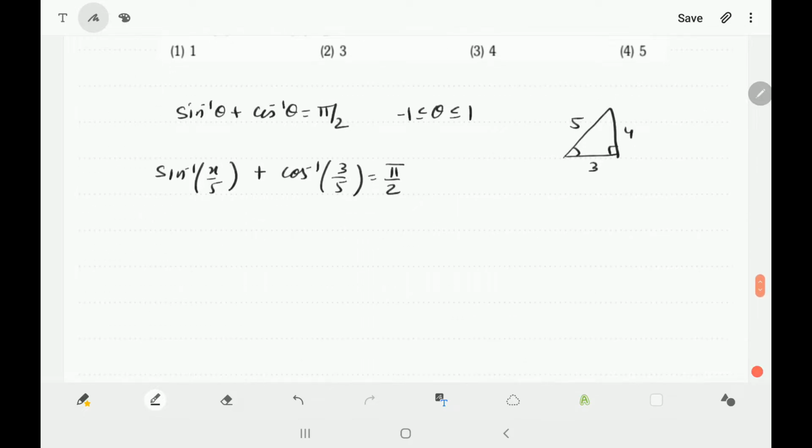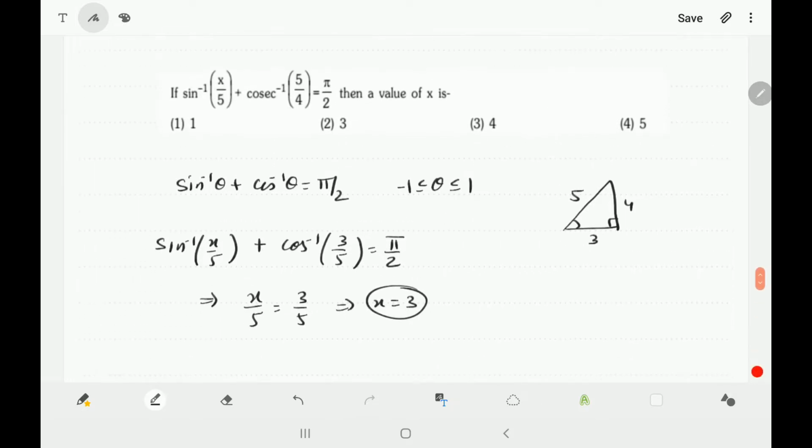We already know that sine inverse theta plus cos inverse theta is pi by 2. It implies x by 5 is equal to 3 by 5. So the value of x will be equal to 3. Is this clear? So the answer for this problem is option B.